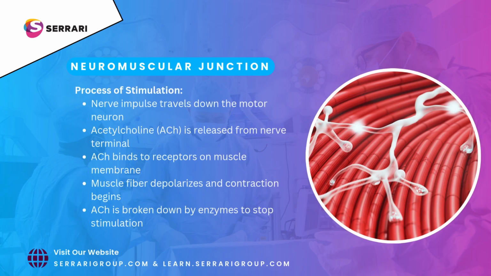Process of stimulation. The nerve impulse travels down the motor neuron. Acetylcholine, ACh, is released from the nerve terminal. ACh binds to receptors on the muscle membrane. The muscle fiber depolarizes and contraction begins. ACh is broken down by enzymes to stop stimulation.